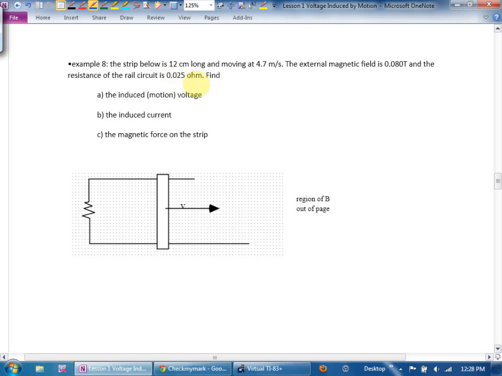Okay. Induced voltage is BLV. Double check, is everything perpendicular? Velocity is 90 degrees to the bar, is 90 degrees to the magnetic field. Yep, we will get a voltage. The magnetic field is 0.08. The length of the bar is 12 centimeters, so 0.12. And the velocity is 4.7. You're not going to get a big voltage here. This one's quite small.